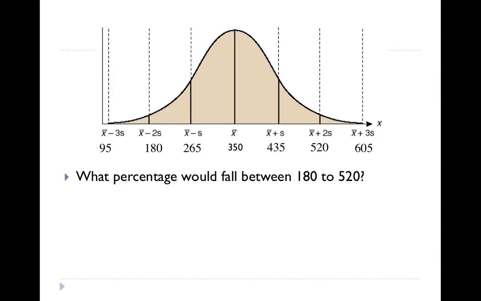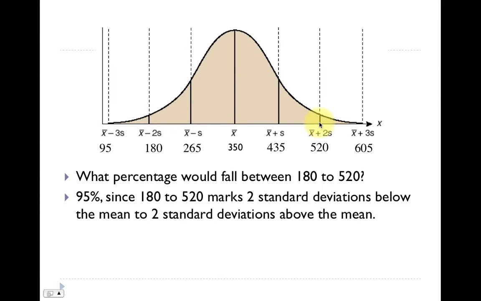What percentage would fall between 180 to 520? So 180 to 520. By the empirical rule, this piece of area from 2 standard deviations below all the way up to 2 standard deviations above is 95% of the data. So the answer here is about 95%, since 180 to 520 marks 2 standard deviations below the mean to 2 standard deviations above the mean. So 95%.